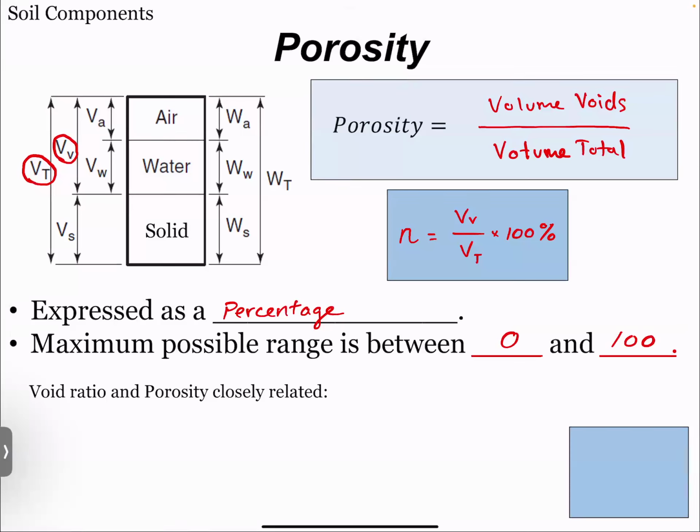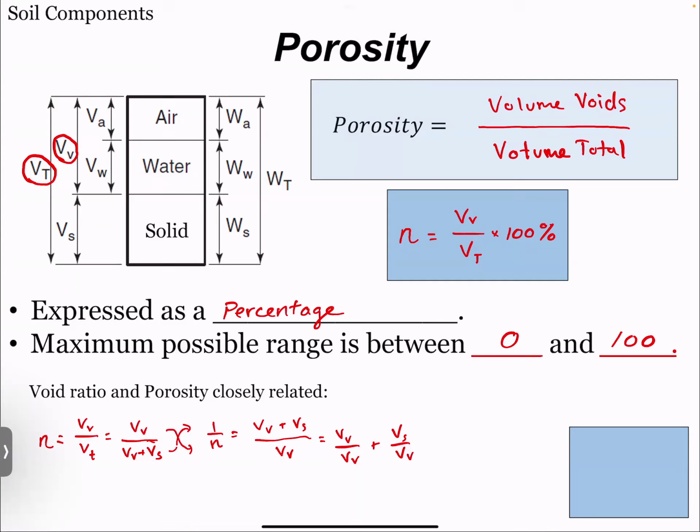One of the cool things is that void ratio and porosity are closely related. I'm just going to go through this really quick so I can draw on my iPad. If we know the volume of voids, and the total volume is the volume of voids plus the volume of the solid portion, if we rearrange this equation, then we have 1 over the porosity is equal to the volume of voids plus the volume of solid divided by the volume of voids. And then just the way math works, we can factor out a volume of void, where we have volume of void over volume of void plus volume of solid divided by volume of void.